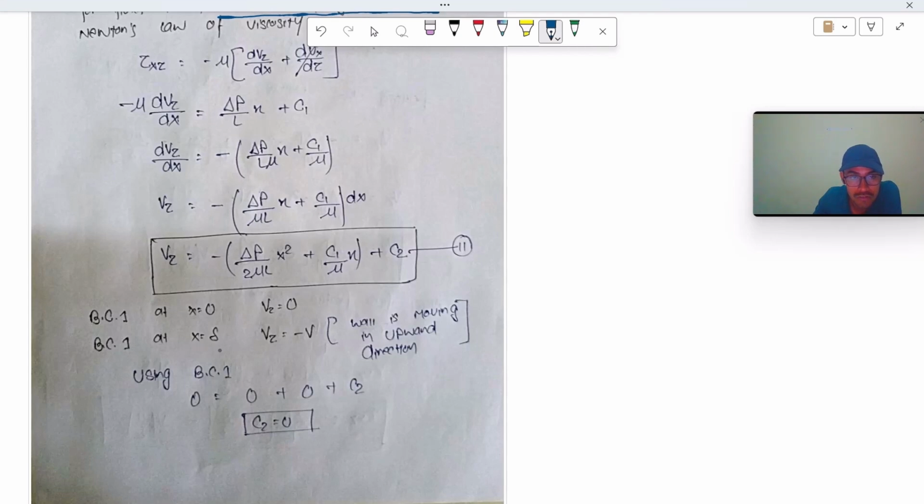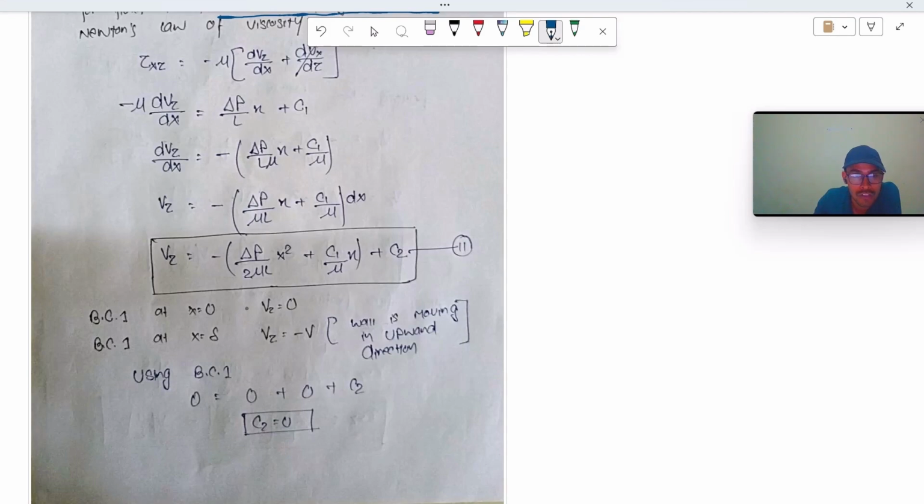And at x is equal to delta, vz is equal to minus v. That is, we know that on the right hand side the belt is moving with a velocity of v. This minus sign indicates that the belt is moving in the upward direction and the flow is in the downward direction. So that's why we have taken it as minus v. So using the boundary conditions, we will find the constants of integration, C1 and C2.